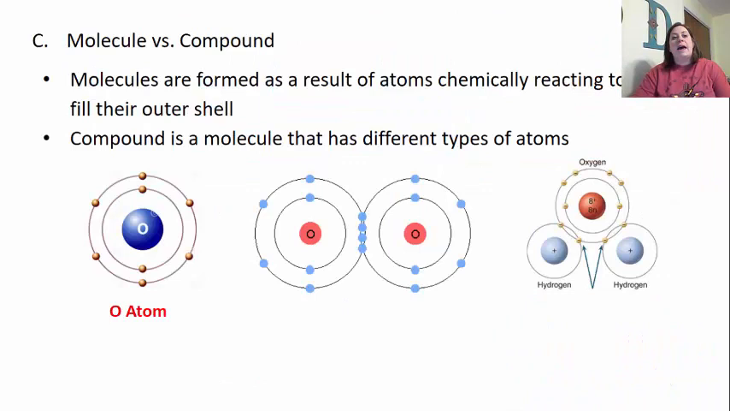This leads us to look at molecules versus compounds. Now guys, a molecule is formed as a result of atoms chemically reacting together to fill their outer shell. So they're going to react together to create the molecule.